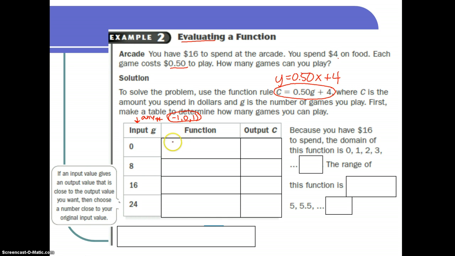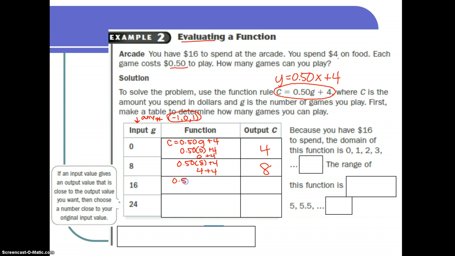So what I'm doing here is I'm taking my function, which is c equals, and I'm making this 3-column chart. This is probably the easiest way to do it. And I'm going to input for g, which is typically x, the 0. So 50 cents times 0 plus 4. I'm going to solve this. 0 plus 4 is 4. I'm going to keep going with that same equation, 50 cents times 8 plus 4. 50 cents times 8 is 4. 4 plus 4 is 8.